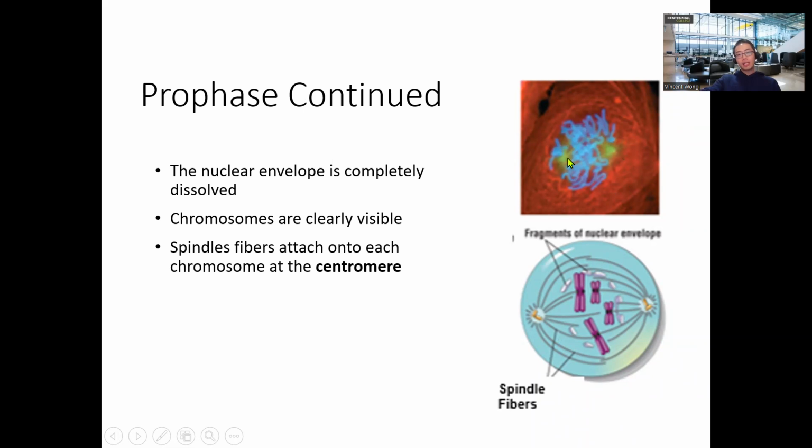We have the centrioles at the opposite sides of the cell. The spindle fibers, the cables that will pull the chromosomes, will be attached to the centromere of each chromosome pair. Here we have sister chromatids stuck together at the centromere, and you will have one spindle fiber from one side and another spindle fiber from the other side. All of them would be like that. And that's it for prophase.